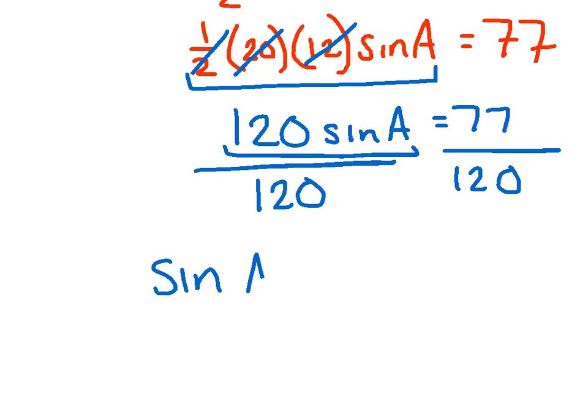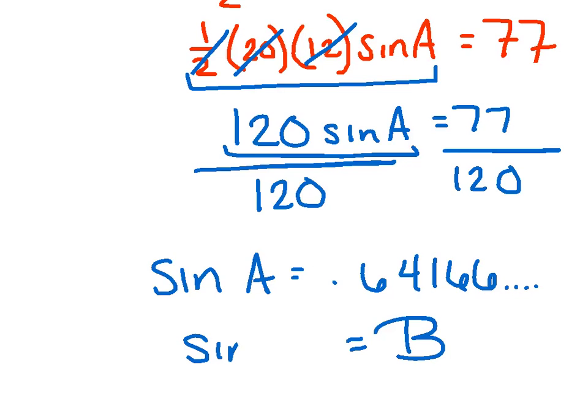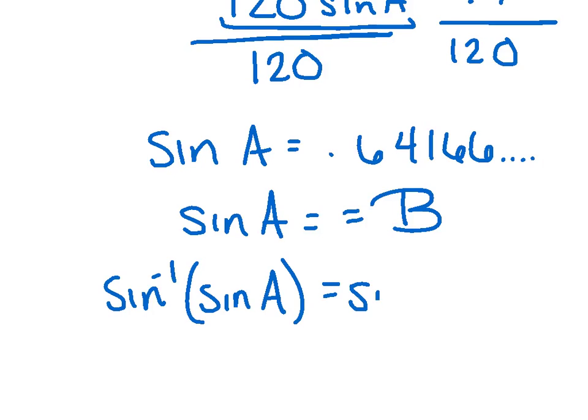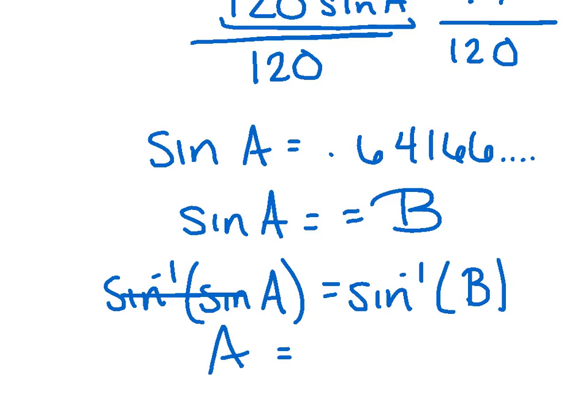So we've got sine of A is equal, and this will get you some decimal. I've got 0.64166, blah, blah, blah. I'm going to store that in B. So I've got my sine of A equals B. And in order to solve for angle A, remember, I just have to take the inverse of both sides. So A equals, to the nearest degree, I get 40 degrees. And there you have it. Same type of question, just worded a little differently.